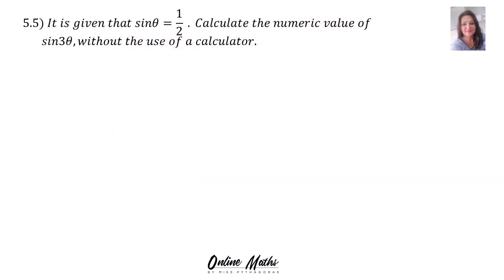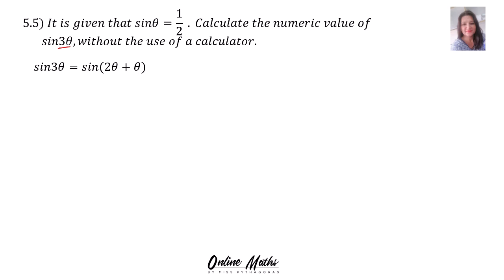It is given that sin theta is equal to a half. Calculate the numeric value of sin 3 theta without the use of a calculator. So now you'll say, ma'am, what is this 3 theta? We know about double angles and compound angles, but not triple angles. So your job is to rewrite the sin 3 theta into a compound angle consisting of 2 theta plus theta, because 2 theta plus theta is 3 theta.